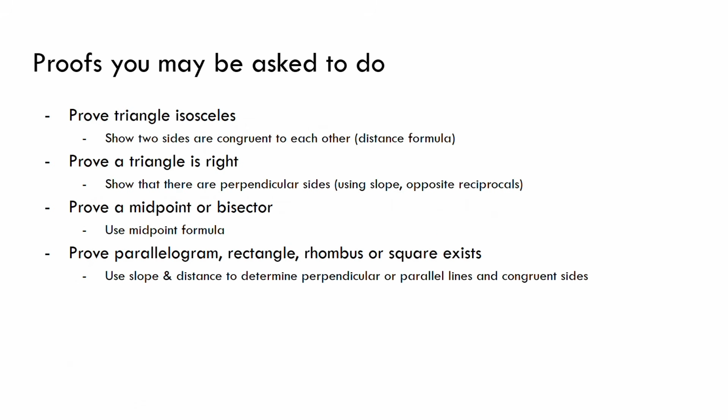Some proofs that you may be asked to do is to prove a triangle isosceles. We can just show that 2 sides are congruent to each other by using the distance formula, and then prove a triangle is a right triangle by showing that there are perpendicular lines. You can use the slope formula, and if the 2 slopes are opposite reciprocals, you know that they are perpendicular lines. You can also use the midpoint formula to prove a midpoint or a bisector, and to prove parallelograms, rectangles, rhombuses, or squares exist, you can use the slope or distance formula to determine perpendicular or parallel lines and congruent sides.